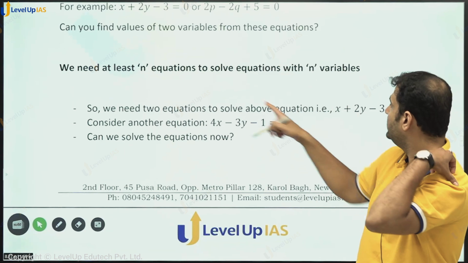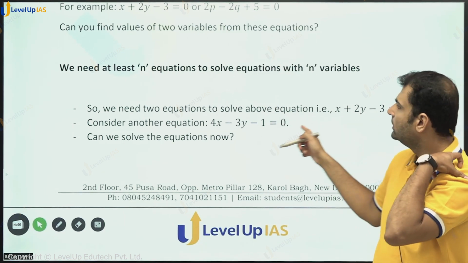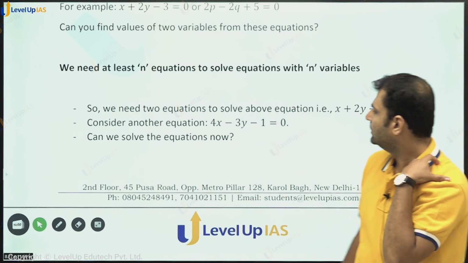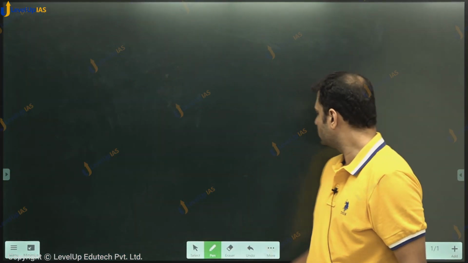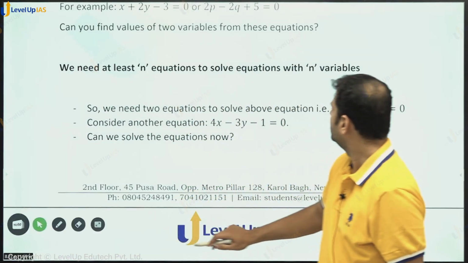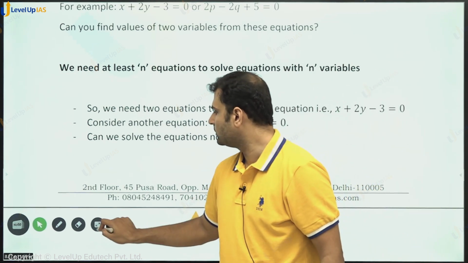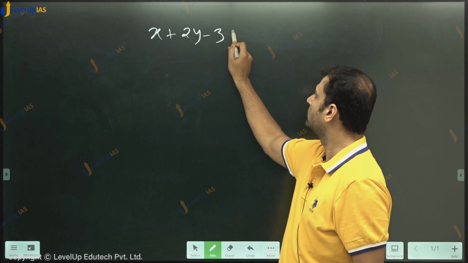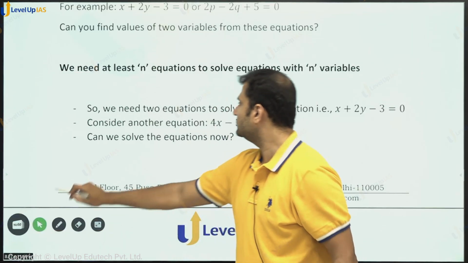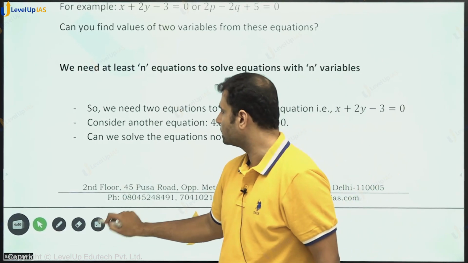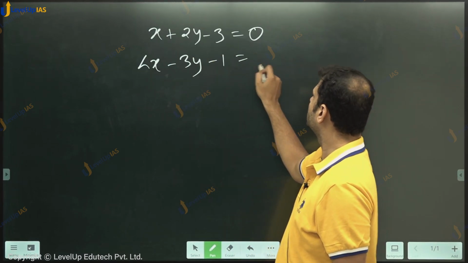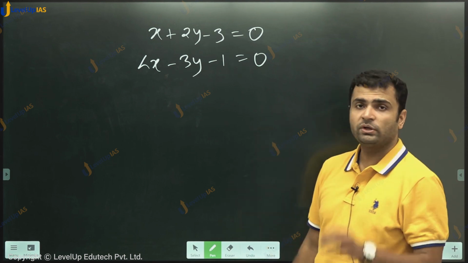If we take the equation x plus 2y minus 3 equal to 0, then let us consider 4x minus 3y minus 1 equal to 0. So let me write these equations. x plus 2y minus 3 equal to 0. Next equation, 4x minus 3y minus 1. I think these are the equations.